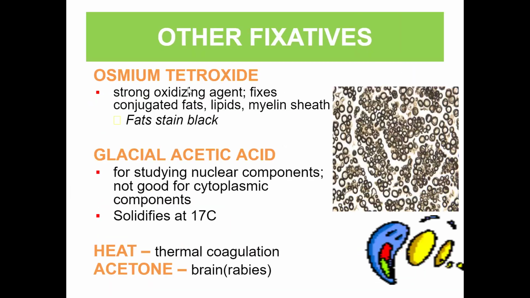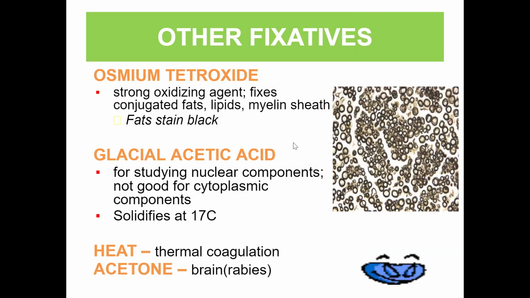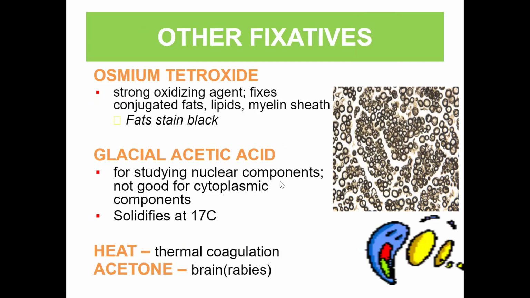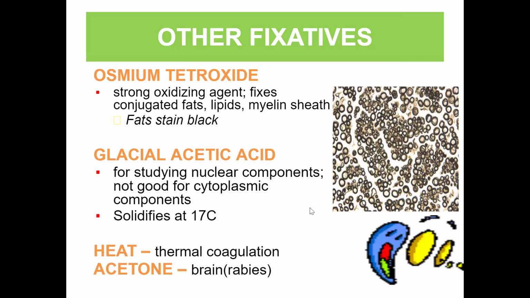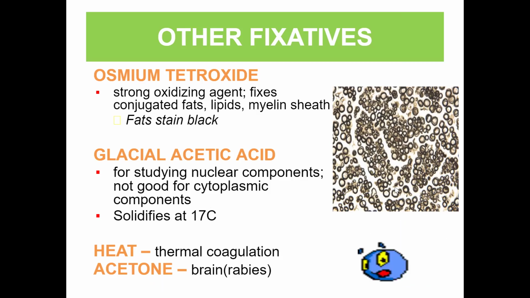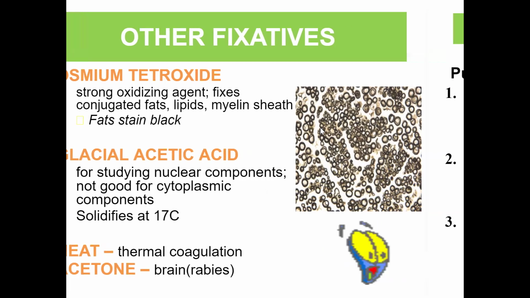Other fixatives, you have your osmium tetroxide. This stains your fats black. It is a strong oxidizing agent that fixes your conjugated fats, lipids, and myelin sheath. So this picture is an example of your osmium tetroxide after fixation. Formalin-glacial acetic acid is for studying nuclear components, not good for cytoplasmic, and it solidifies at 17 degrees Celsius. Also, heat is considered to be a fixative through thermal coagulation. And you also have your acetone, also used for fixation of brain for rabies diagnosis.